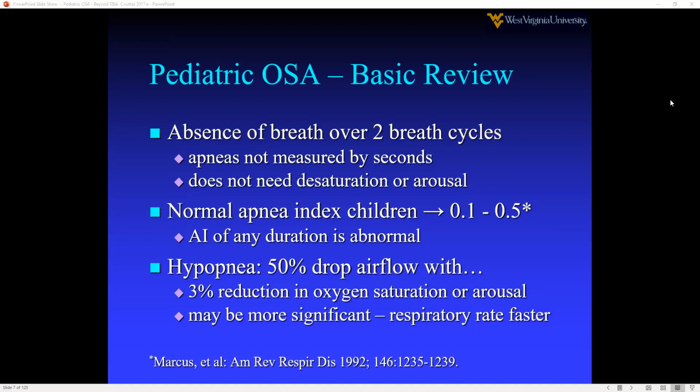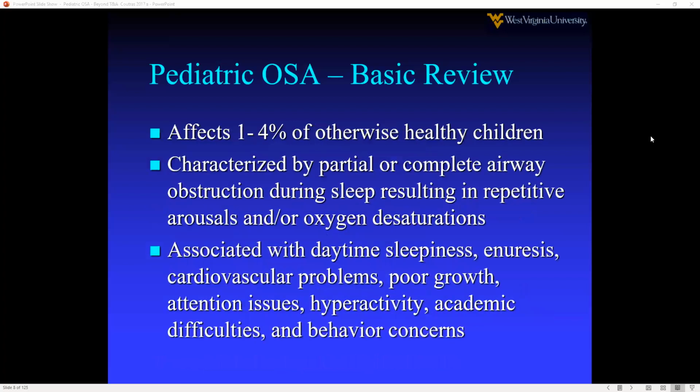children. Adults, it's 4% reduction, that's Medicare, and in kids, 3% reduction in oxygen saturation, or an arousal. When you see a dip in airflow, you can either score the hypopnea with an oxygen desaturation or an arousal. You can use either, but in adults, an arousal is not included. And bottom line, it may be more significant because the respiratory rate is faster. That is, hypopneas may be more significant because we don't see apneas as much in children.